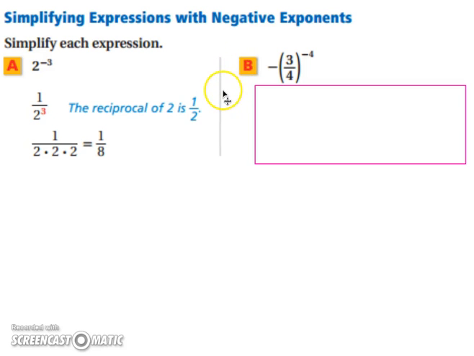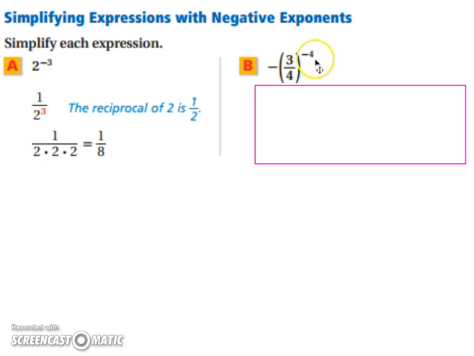Now that you've had a moment to try B, let's try it together. So we have negative, and then in parentheses we have 3/4 to the negative 4th power. Notice the parentheses are only around the 3/4, not the negative. So this being a negative and this being a negative exponent, they have nothing to do with each other. They're not going to cancel each other out. It does not work like that.